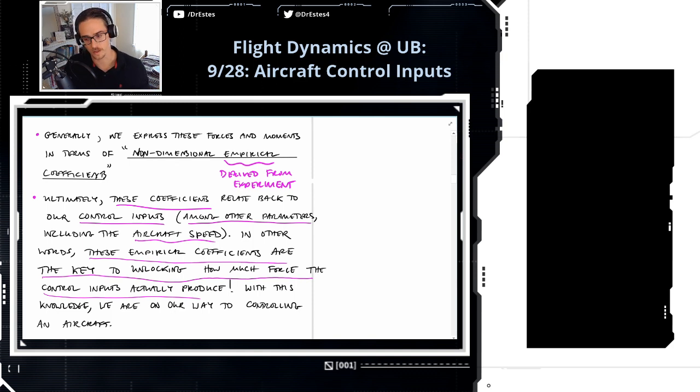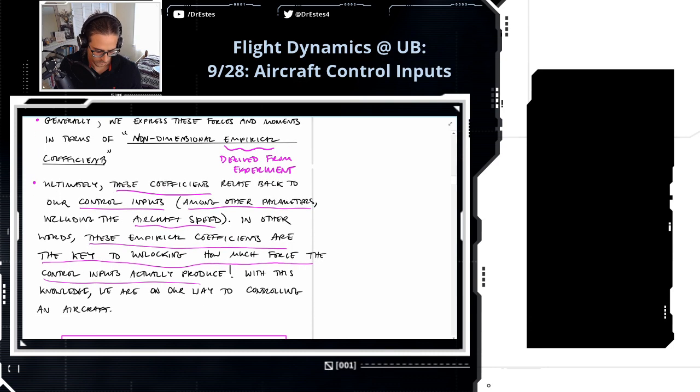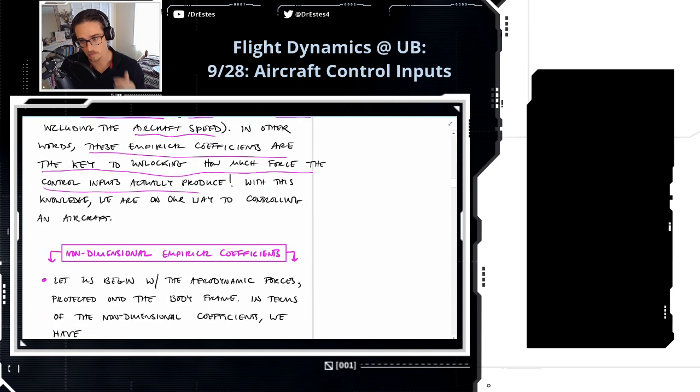So if I deflect the rudder a certain amount, what does that actually do to an aircraft? We're going to be able to answer that by going back to these empirical coefficients. All right, so let's talk about them.